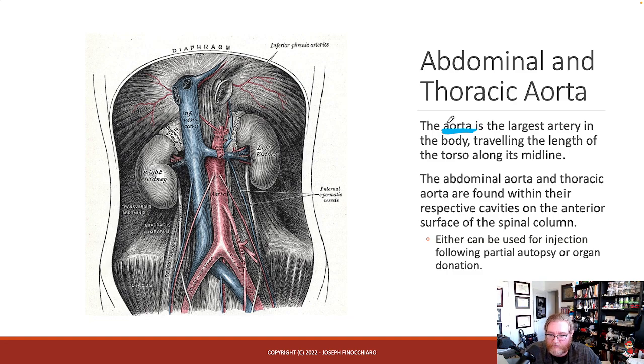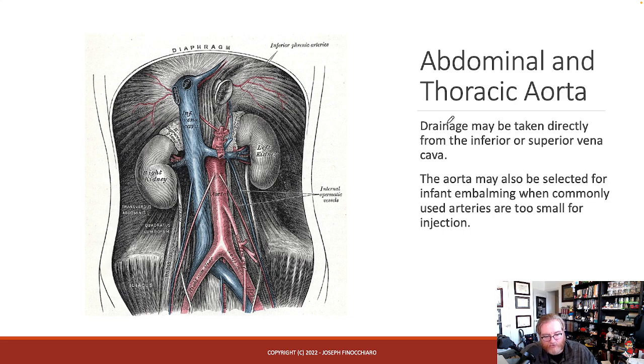That's the one beautiful thing about partial autopsies: one part of that body is going to be much easier than another. Drainage may be taken directly from the inferior vena cava. Again, partial autopsies are beautiful. The largest vein available is wide open for use.